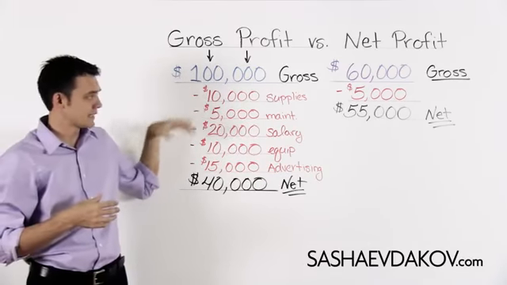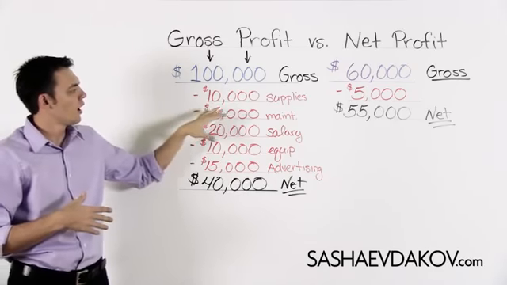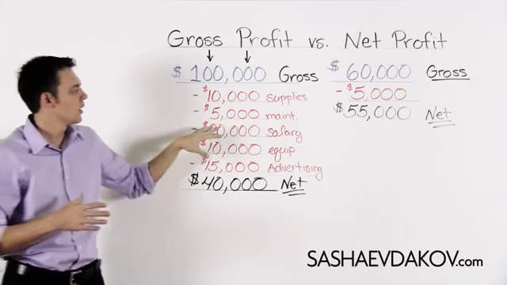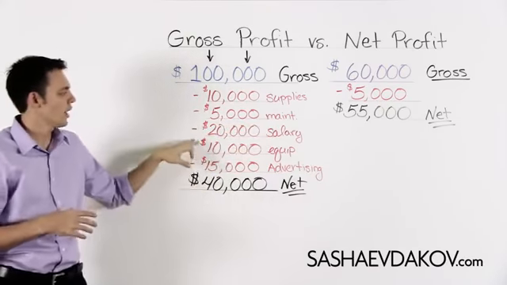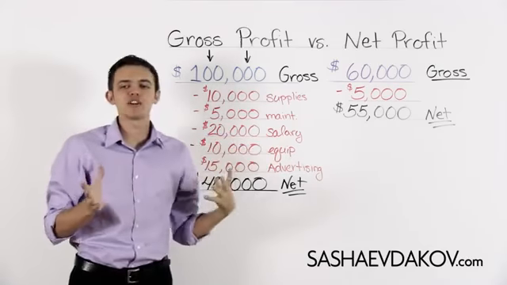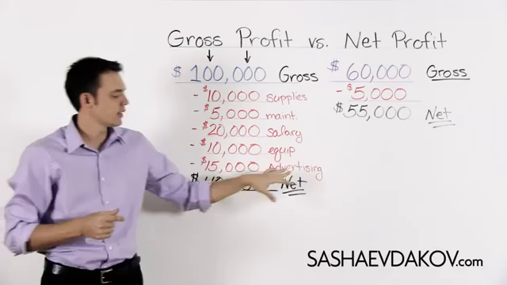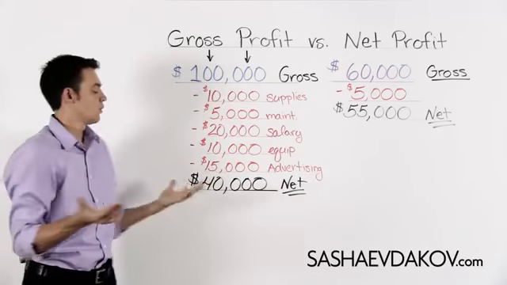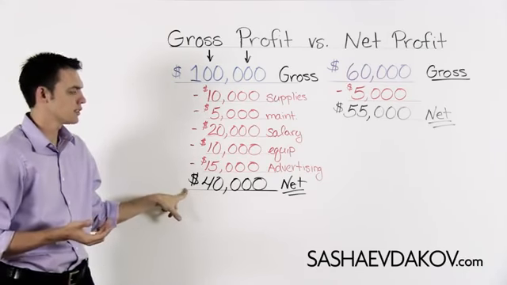So let's say this business, a machine shop, for example, or whatever it may be, we have $10,000 in supplies and equipment expense. We have $5,000 in maintenance cost. We have $20,000 in salary expenses that we have to put out, $10,000 in equipment, $15,000 in advertising. Our net profit is $40,000. Wow. Okay, so from $100,000, the net profit for the business is $40,000.